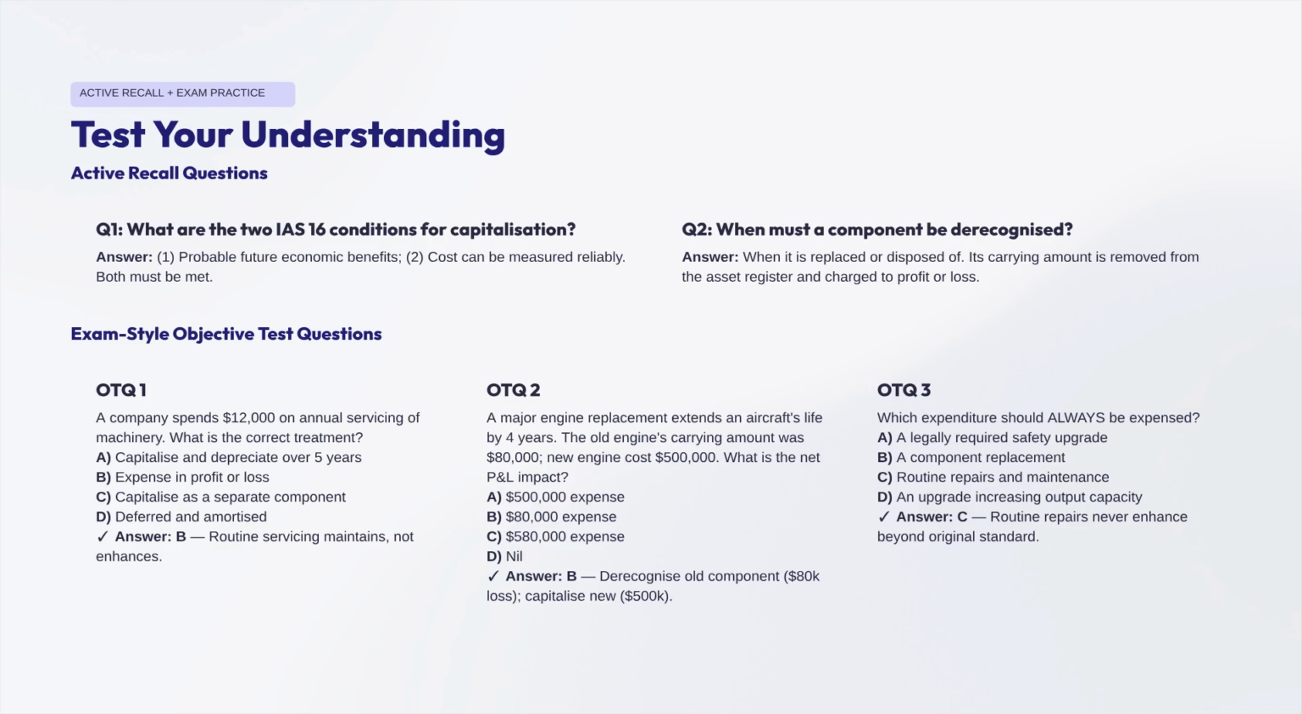First, a company spends $12,000 on annual servicing of machinery. What's the correct treatment? The answer is B, expense it in profit or loss, because routine servicing maintains the asset. It does not enhance it.